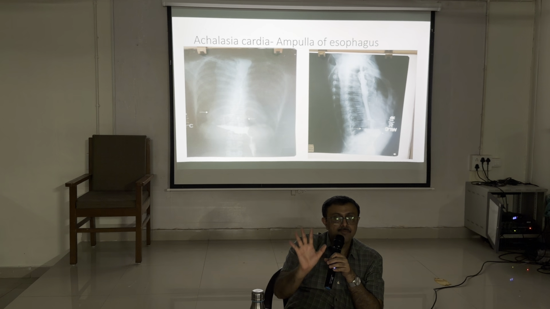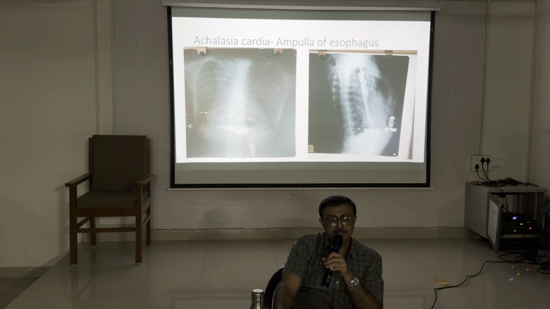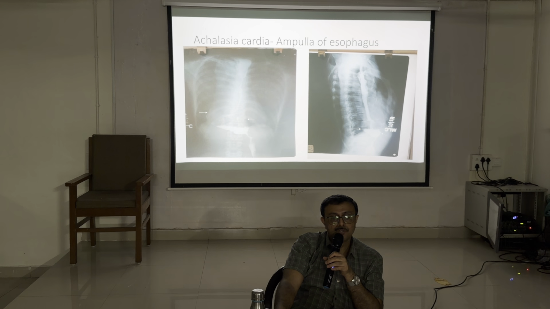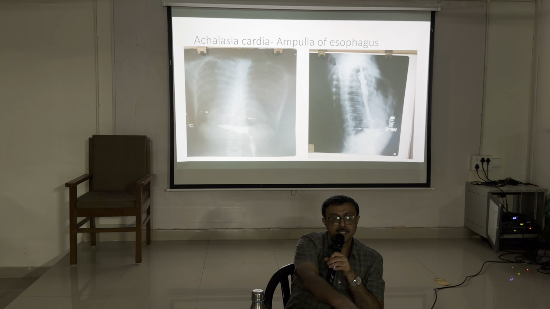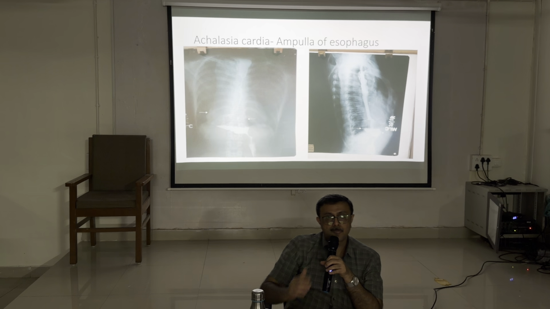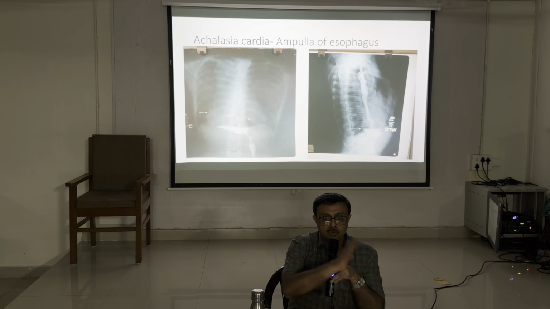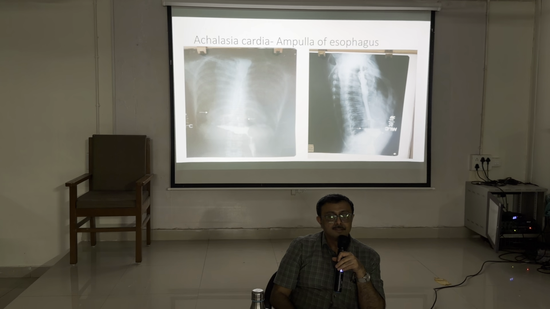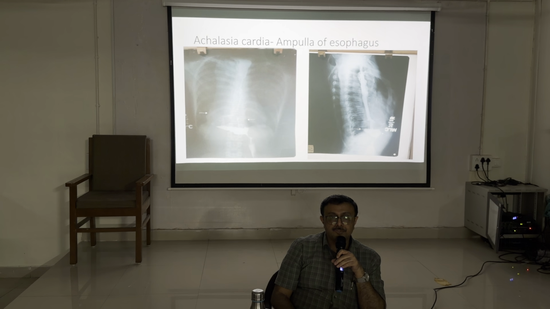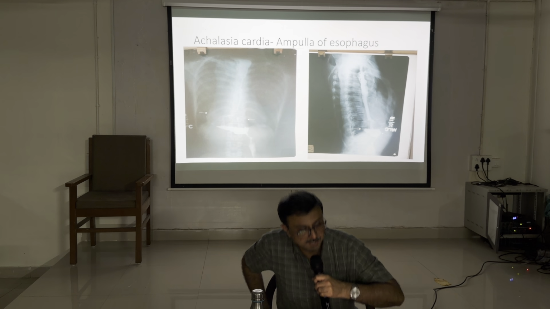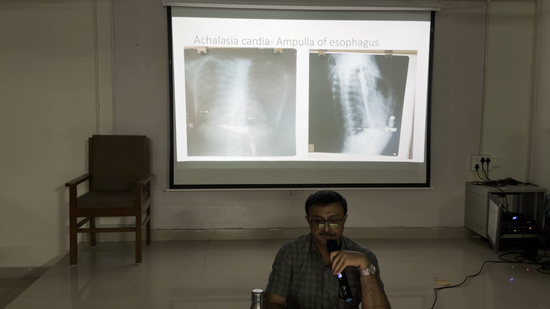What is the treatment of achalasia cardia? This is again achalasia cardia, huge ampulla. You just see the dilatation of the esophagus, the distance between the two wide arrows. So much dilated esophagus is called the ampulla of the esophagus, and that is a feature in achalasia cardia.